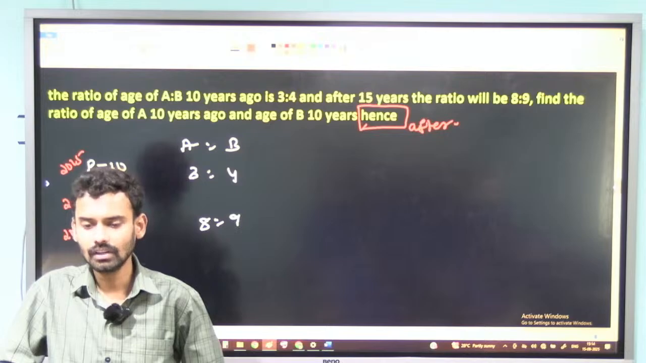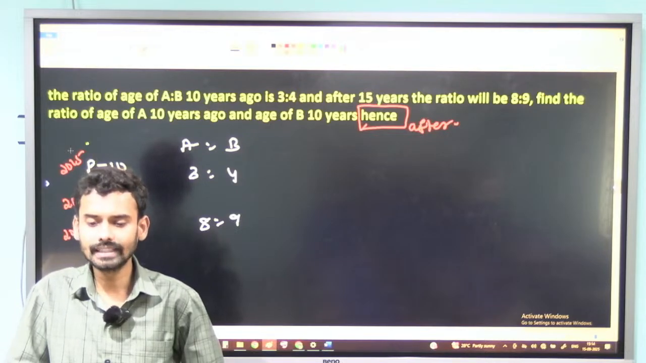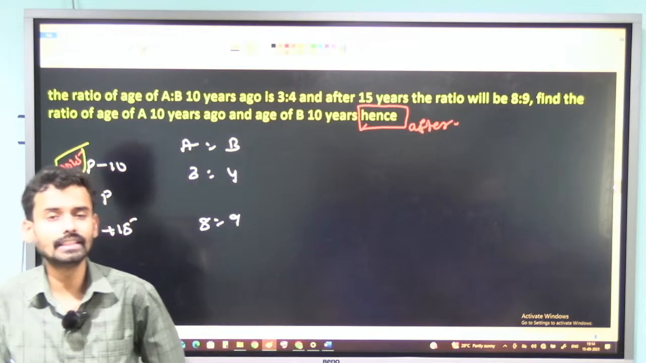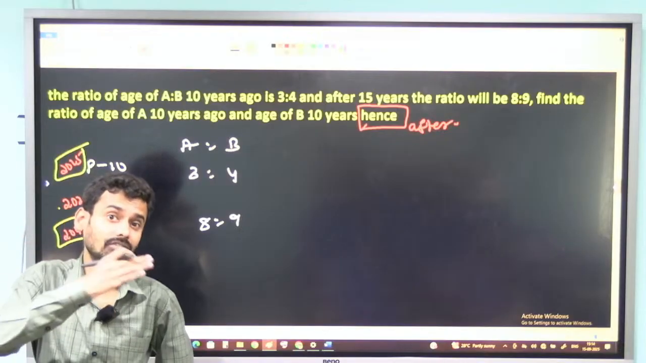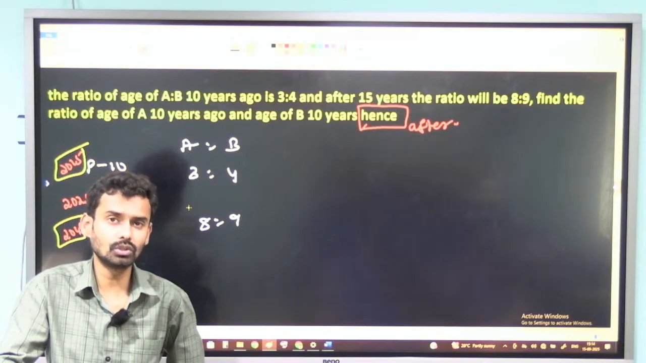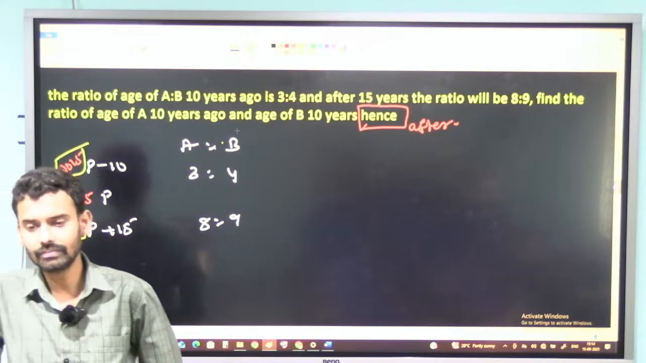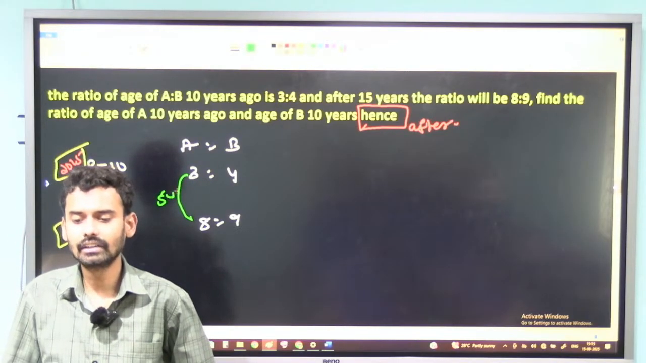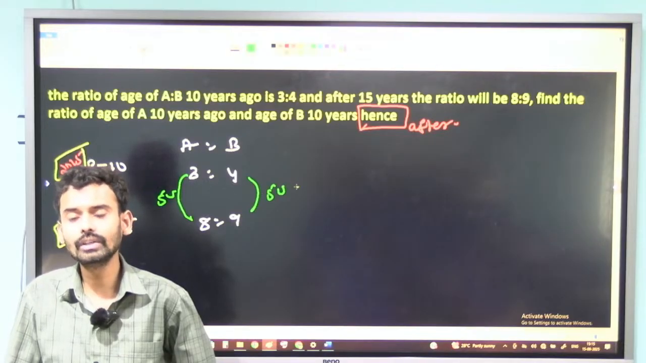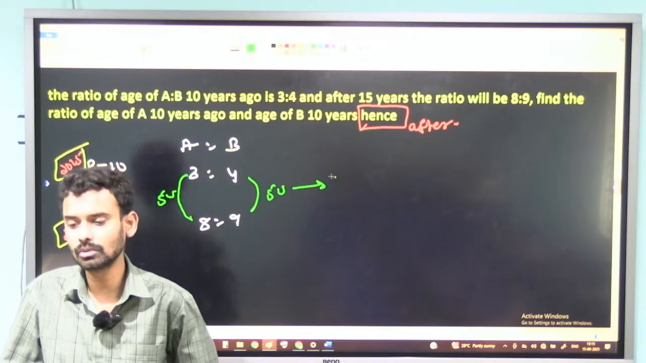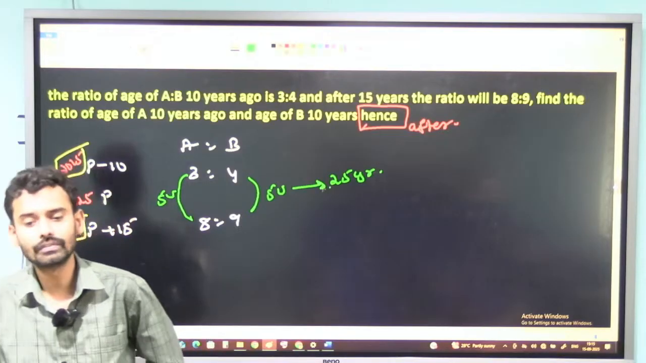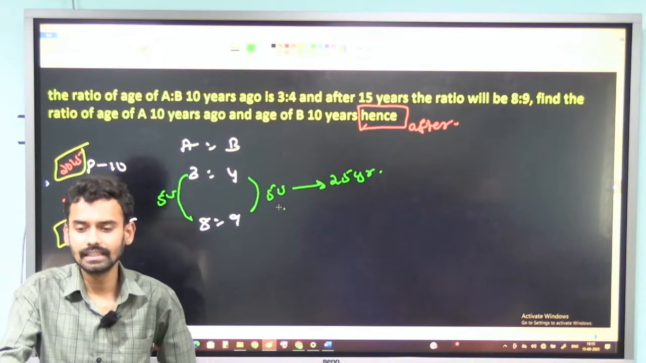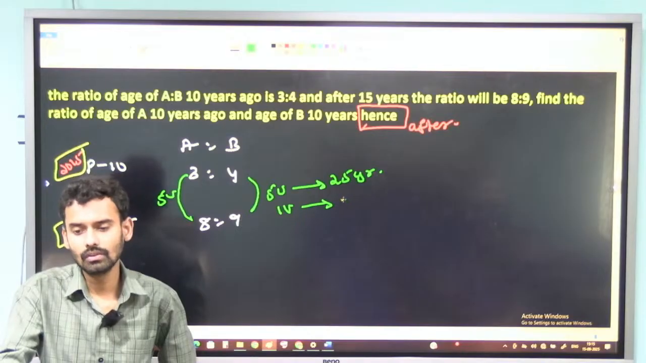If we observe from 2015 to 2040, everyone's age should increase by 25 years. That is 2015 to 2040, the increase should be 25 years. And if we observe in the ratios, the increase is 5 units here for A and 5 units here for B. So 5 units in absolute terms should be 25 years. So if 5 units is 25 years, then 1 unit should be equal to 5 years.